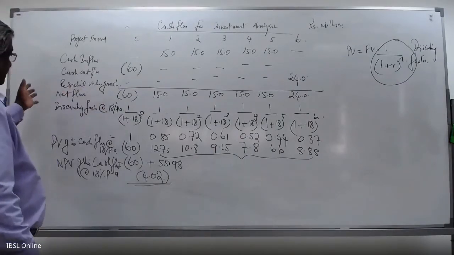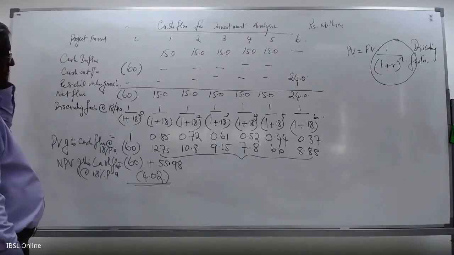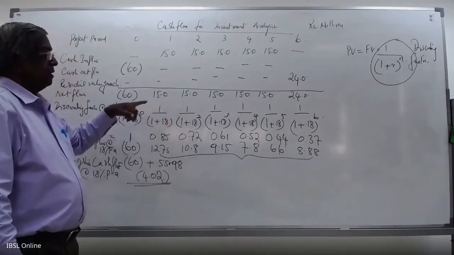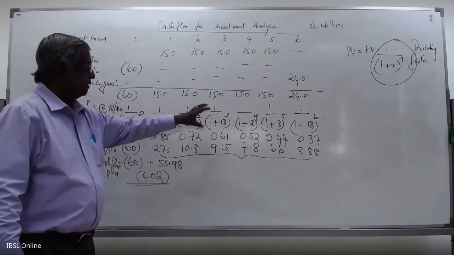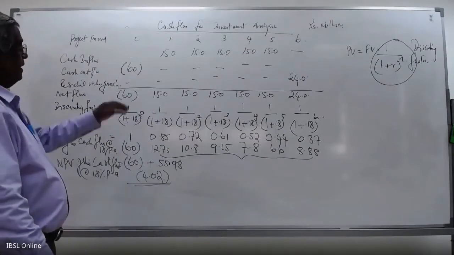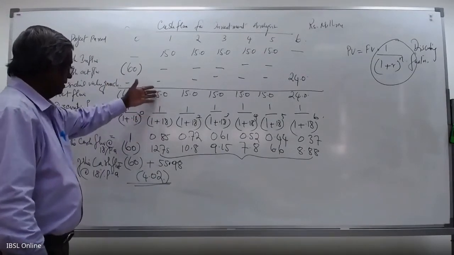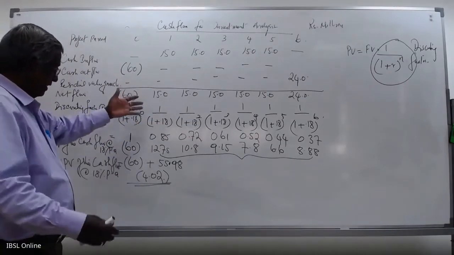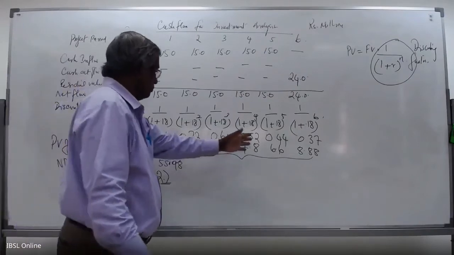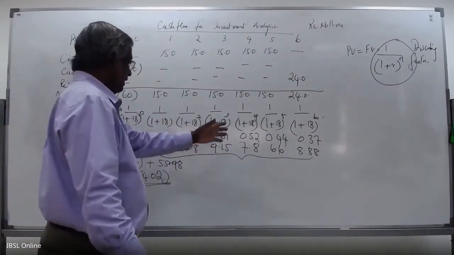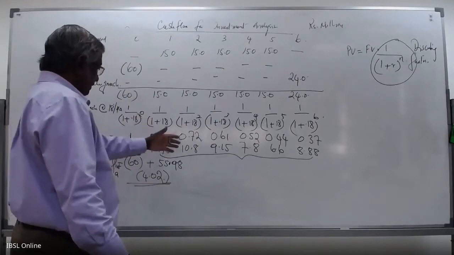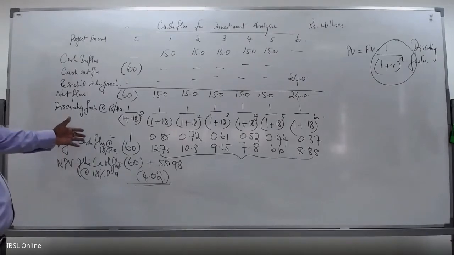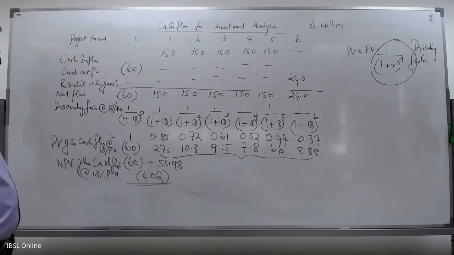First we calculate the discounting factor. The meaning of discounting factor, as I told you, is that for one rupee of future value, that is the present value. Then we multiply the relevant future value by that discounting factor and convert it to present value. All future values are converted to present value, that is the PV, present value of the cash flow at 18% PA.